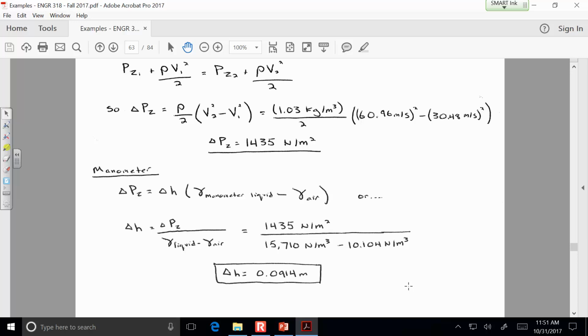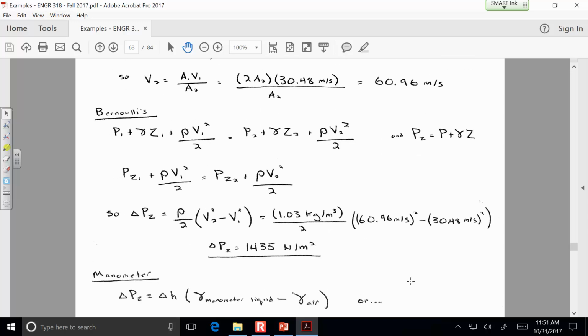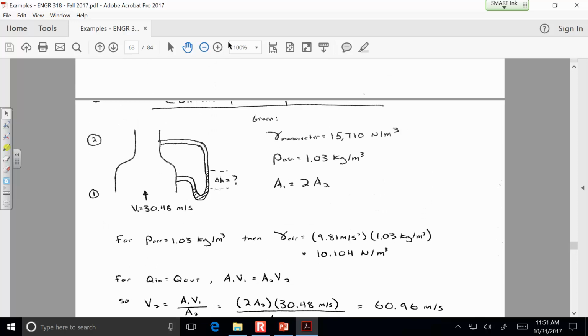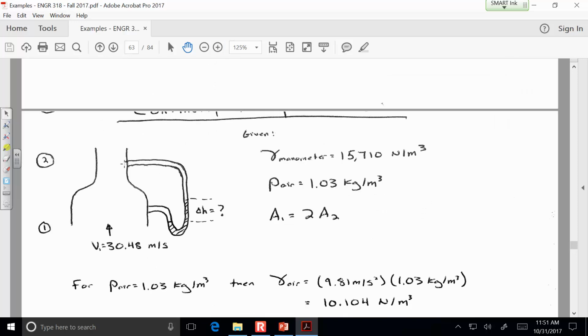Any questions on how to deal with this nozzle example? My sketch was a little sloppy here. I didn't show it as open to that nozzle, but it was open. It was measuring the difference in the pressure there.